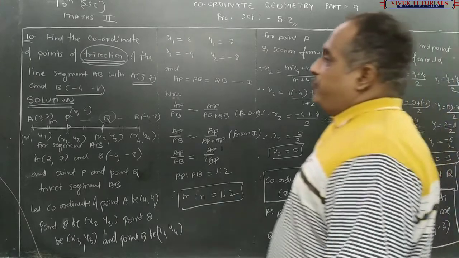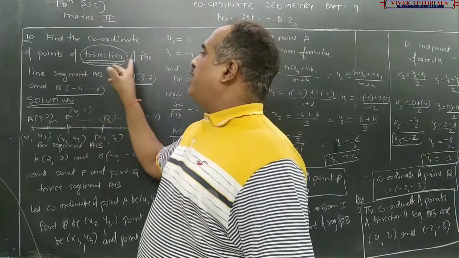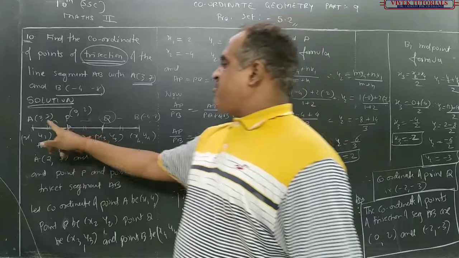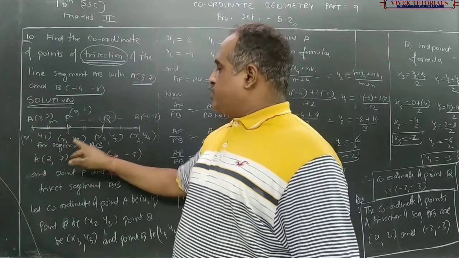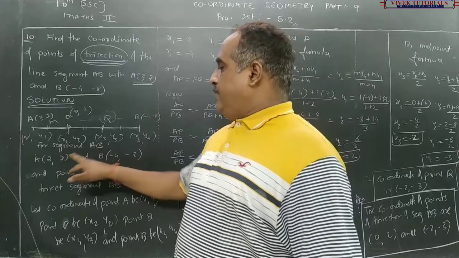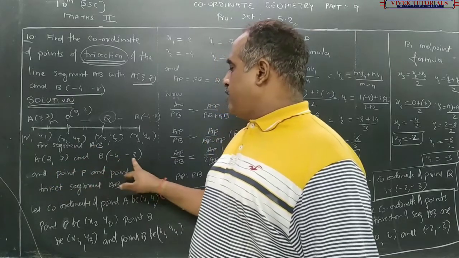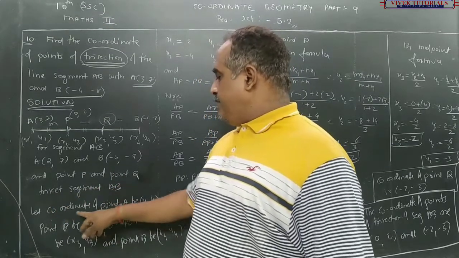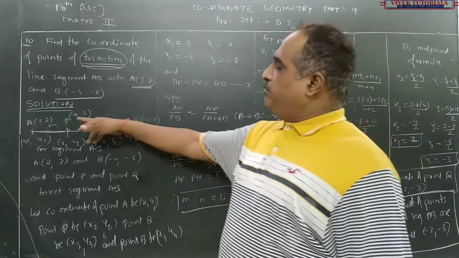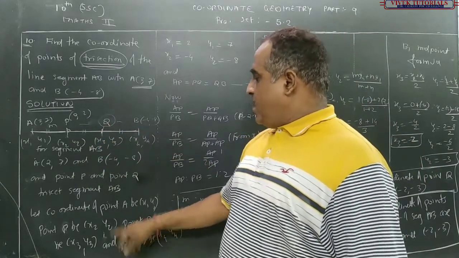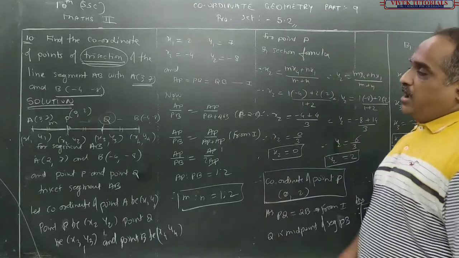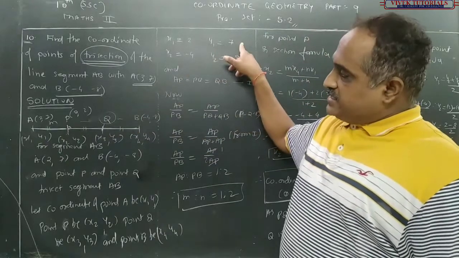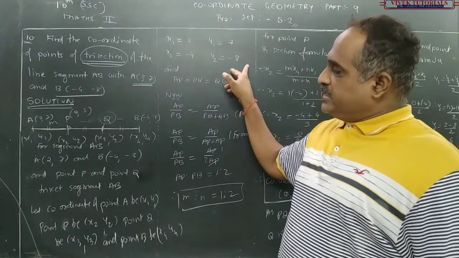See, what is the question? Find the coordinates of the points of trisection of the segment. Trisection means divide into 3 equal parts. First, segment AB. A is 2, 7 and B is minus 4, minus 8. P and Q are the points which trisect segment AB. For A I took x1, y1, for P I took x2, y2, for Q x3, y3, and for B I took x4, y4. I know only the value of x1. x1 is 2 and y1 is 7, x4 is minus 4 and y4 is minus 8.